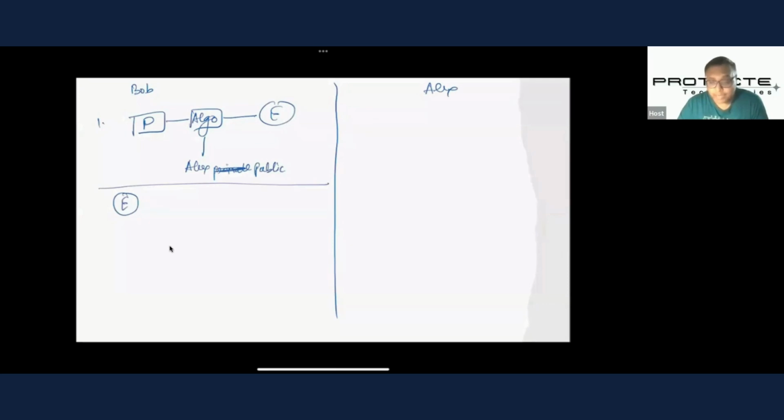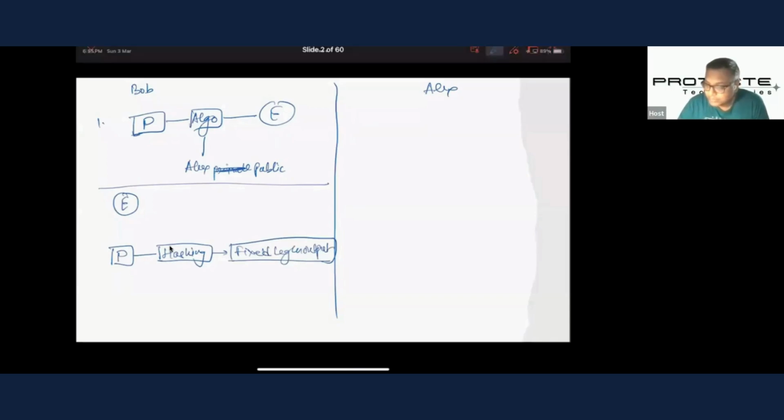Now, to prove that he has sent the message, what can Bob do? Bob can carry out hashing of the plain text. He takes the plain text and passes it through a hashing algorithm. So what does a hashing algorithm do? It gives you a fixed length output. We saw that yesterday, a one-way function. So he has taken the plain text, done hashing, and got a hash.